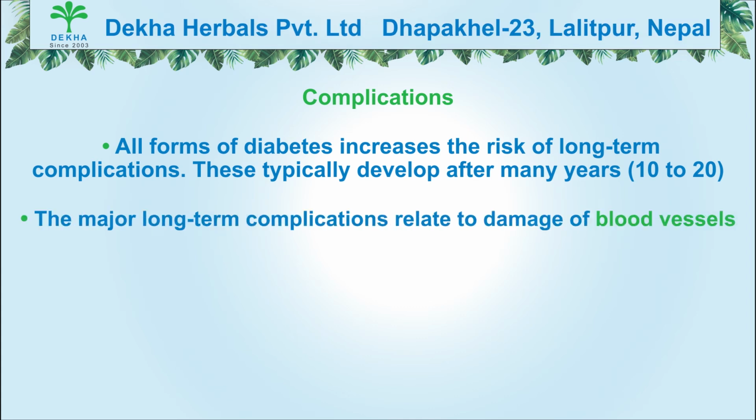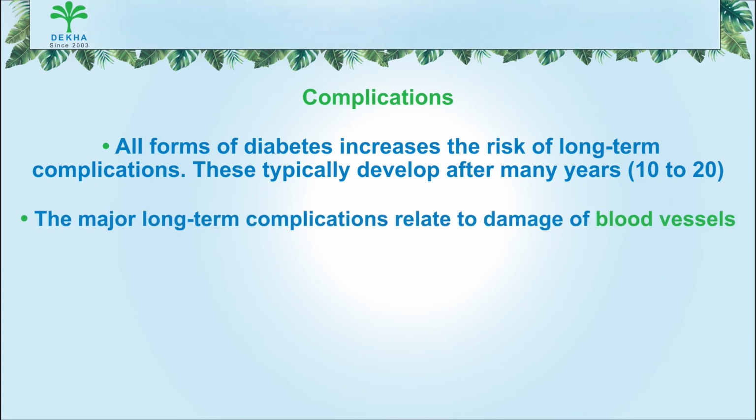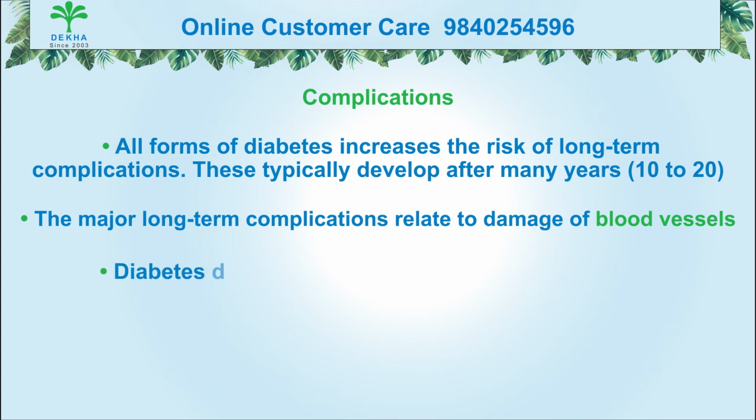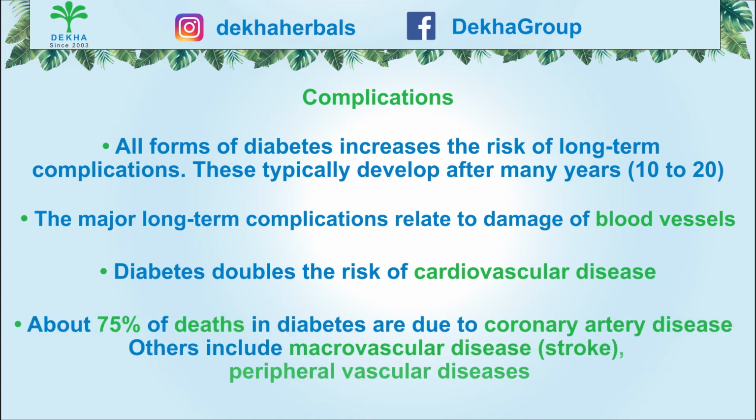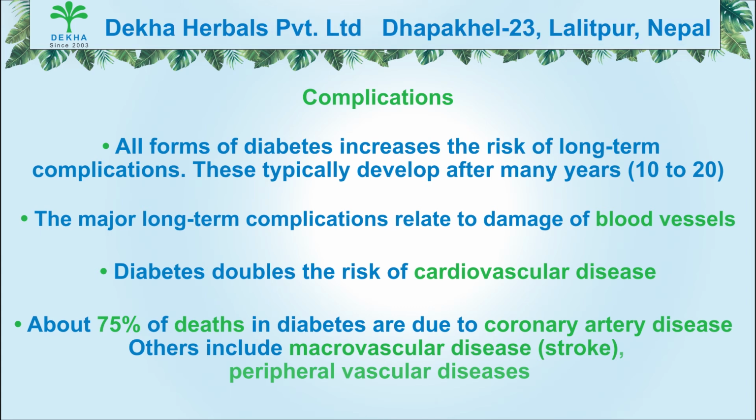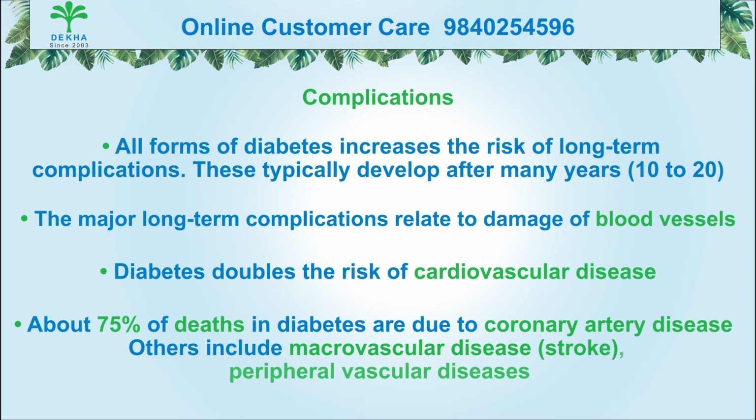The major long-term complications relate to the damage of blood vessels. Diabetes doubles the risk of cardiovascular disease. About 75% of deaths in diabetes are due to coronary artery disease. Some other causes are macrovascular diseases or stroke, and peripheral vascular diseases.